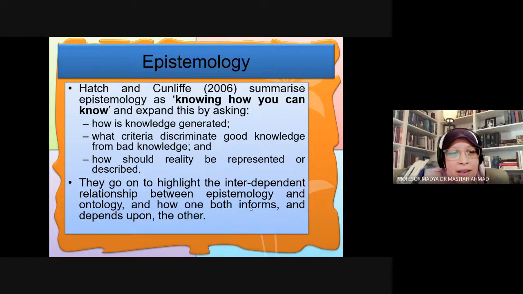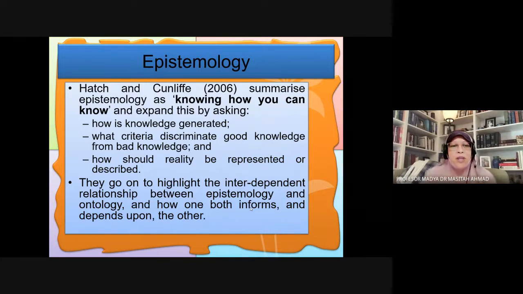On top of that, we also ask how should reality be represented or described? Because sometimes if we like to share, to represent whatever finding we get, especially when we talk about reality, how are we going to present it? Because not everything that we present, some of our audience will really understand. So that is also a question that we need to cater to. We have to make sure that reality is represented in a right and good way.